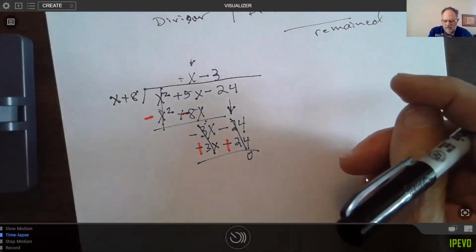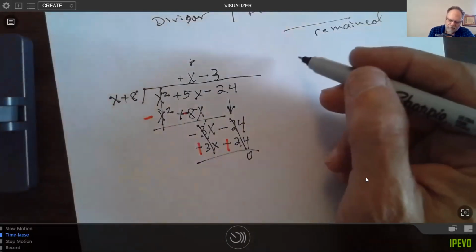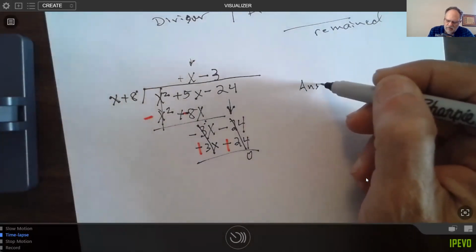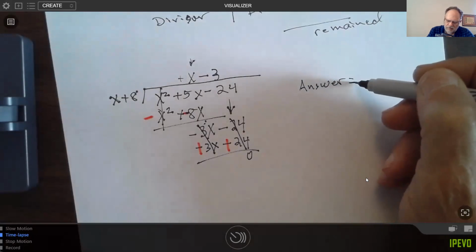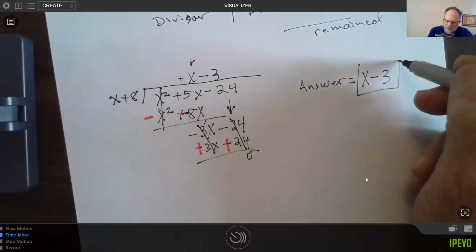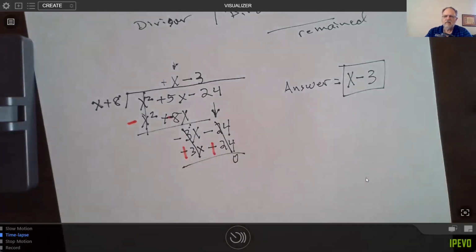So we don't normally just say that the remainder is 0. We just don't write anything. So our answer, our quotient, is x minus 3, and that's it. We're done. Okay.